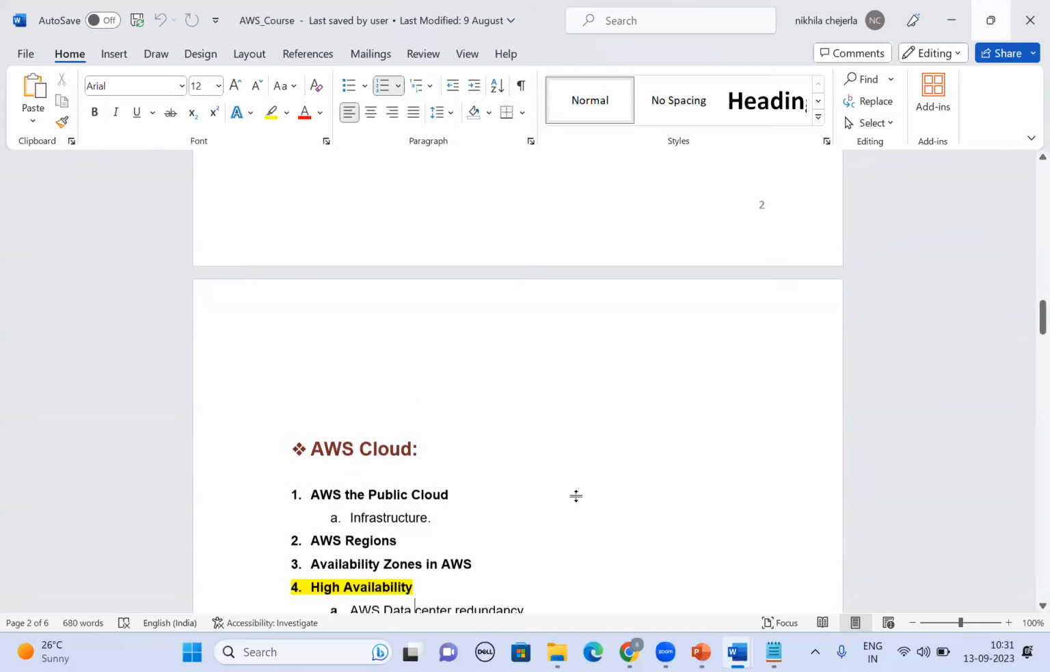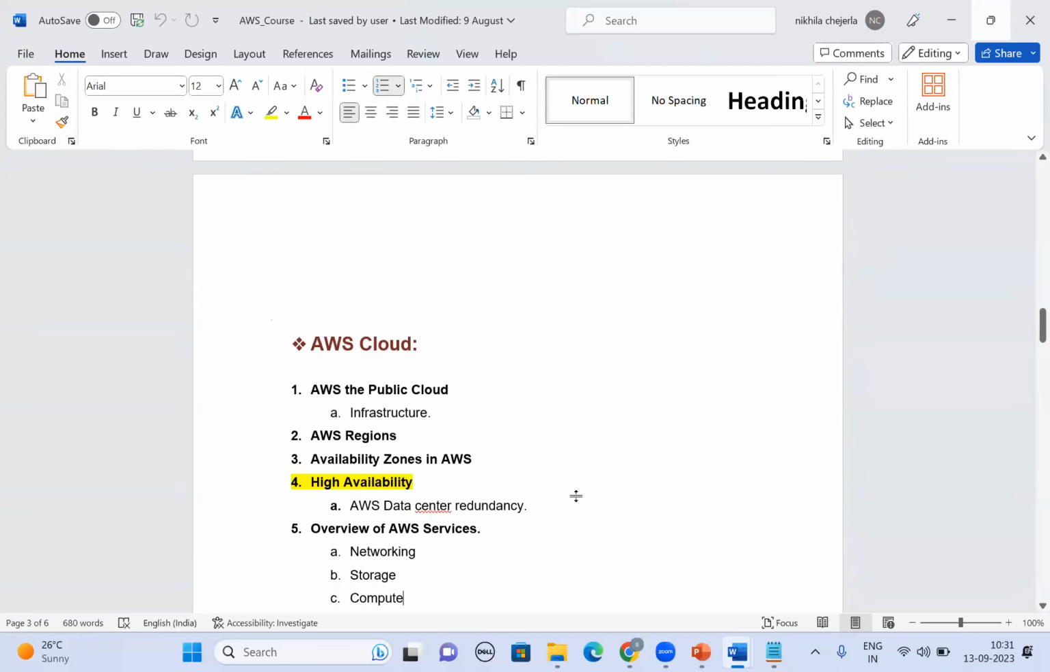Coming to the core part now, the AWS Cloud Starter. Before going to the AWS Cloud, currently there are 3 clouds which are popular in the outside world: AWS Cloud, Azure Cloud, and GCP, which is Google Cloud. You also have DigitalOcean, which is the fourth one.